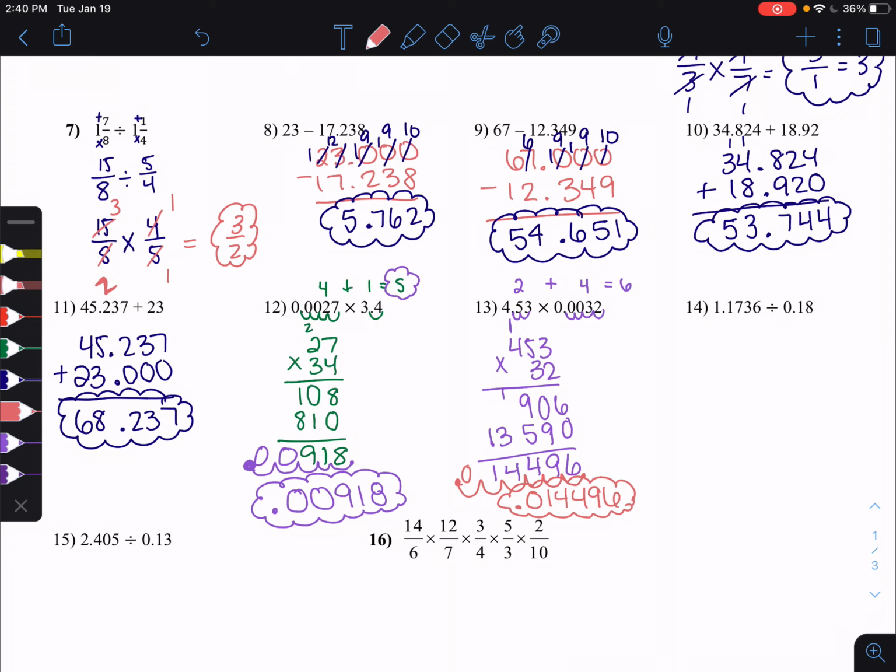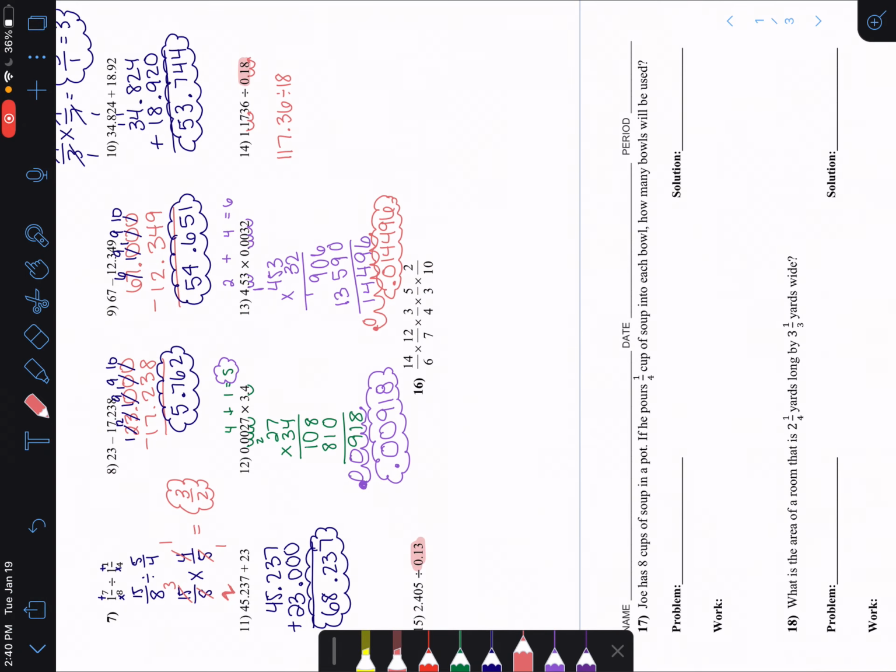When we divide decimals, we want the second number to be a whole number. So I'm going to move this decimal twice, 1, 2. That means I move this one twice, 1, 2, and I get 117.36 divided by 18. So I'm going to use a multiplication chart really quick and write down some factors.